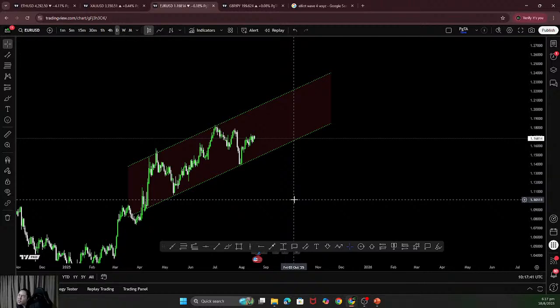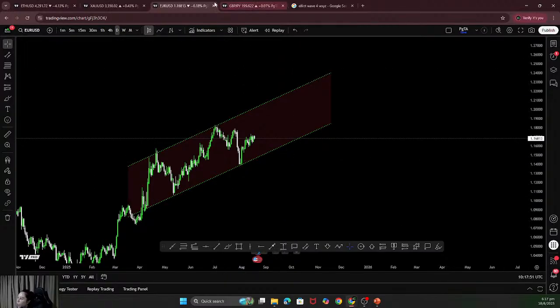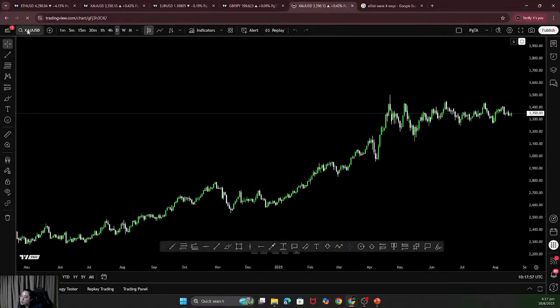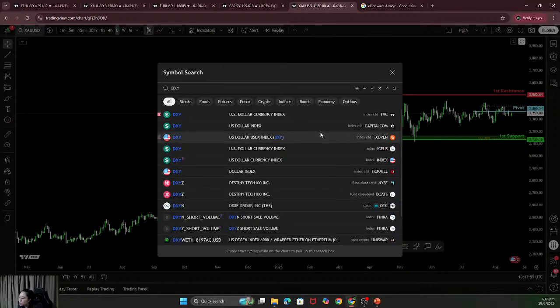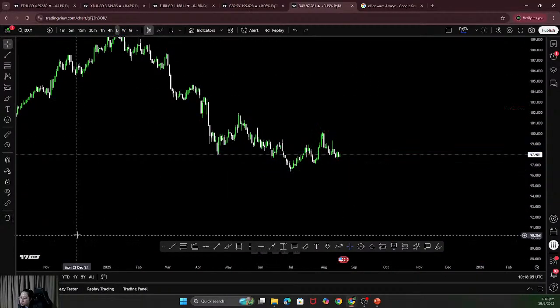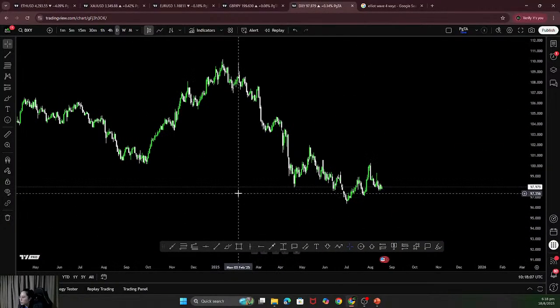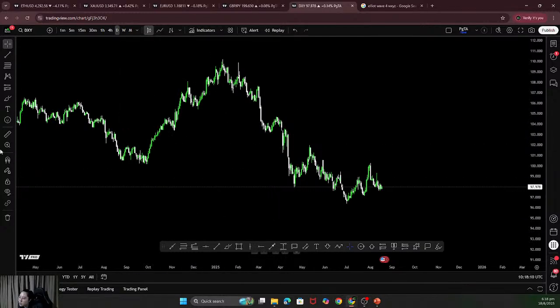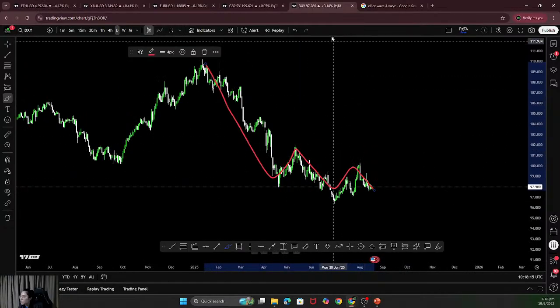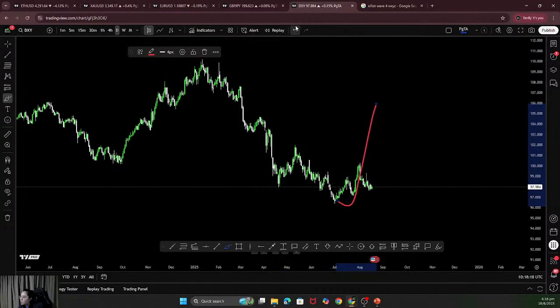I'm not 100% sure, but I'm a bit more biased of it still being an uptrend. Why? Let's pull out DXY. DXY is the US dollar index, and you kind of see weakness. It's showing a lot of weakness, like it's not able to push higher.